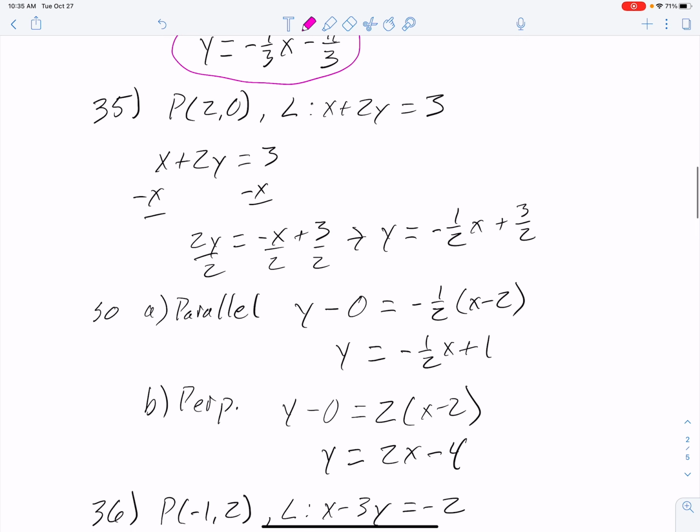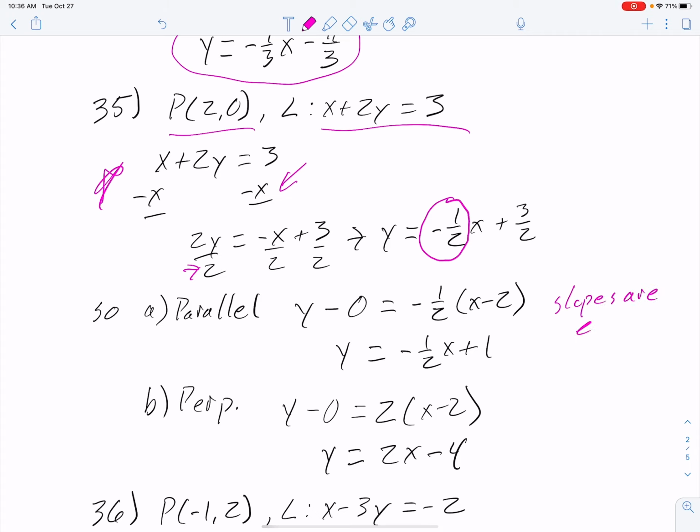In 35, they asked us to find the equations of the lines that are parallel and perpendicular to this given line and run through the given point. So the first thing I need to do is find out the slope that I'm comparing to. So I subtract x, I divide by 2, and I now know that the slope I'm focusing on is -1/2. If the lines are parallel, I know that slopes are equal, and so you'll notice I just use the exact same slope and the point I was given.